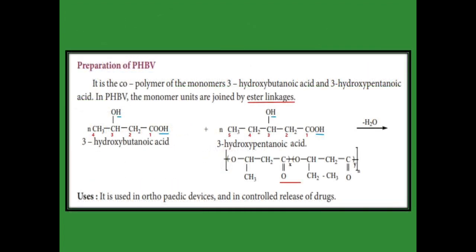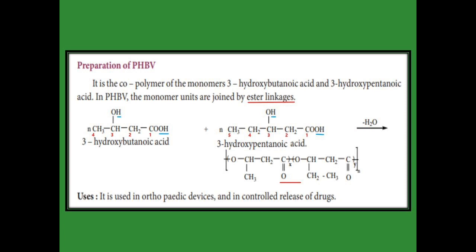Preparation of PHBV, one of the biodegradable polymers. It is obtained when 3-hydroxybutanoic acid is combined with 3-hydroxypentanoic acid. We have to remove the water indicated in blue color. The acid group gives OH and the alcohol group gives H. So in 3-hydroxybutanoic acid, the third carbon having the alcohol gives hydrogen, and the first carbon acid gives OH for removal of water.